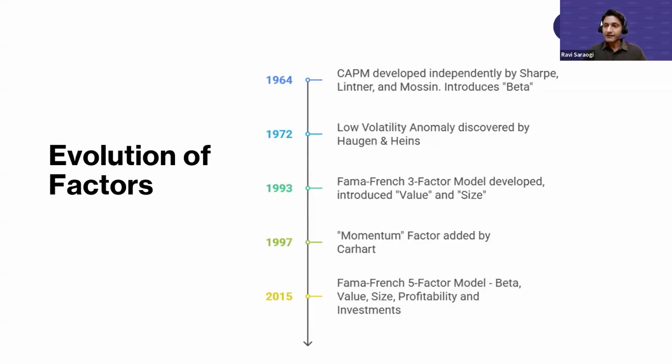Now, to truly understand factor-based analysis, it's helpful to step back and take a look at how it evolved. We're not going to go too deep into this, but some historical context will really help you. So we begin in 1964 with CAPM, the legendary Capital Asset Pricing Model. It was developed independently by Sharpe, Lintner, and Mossin.